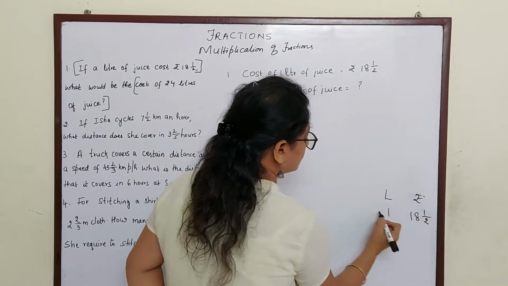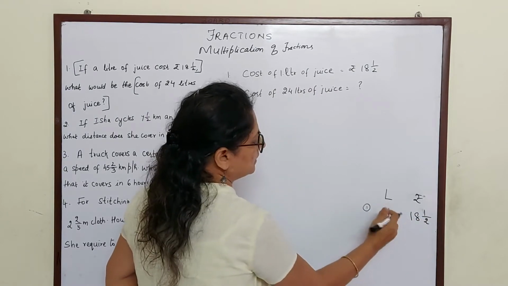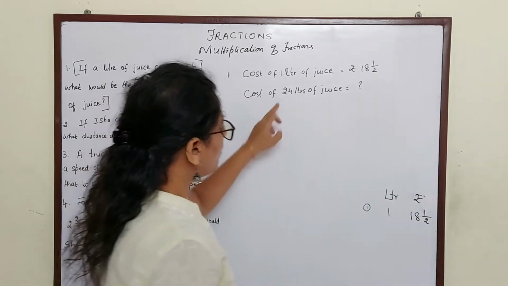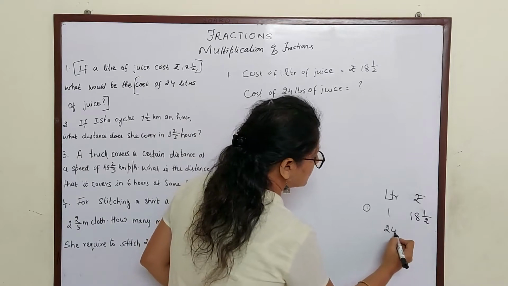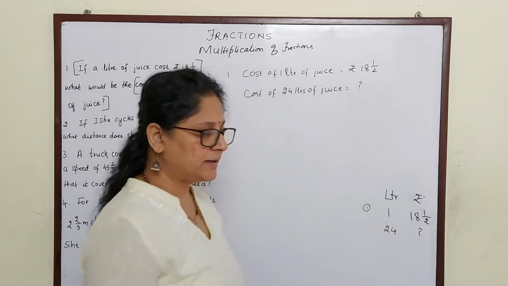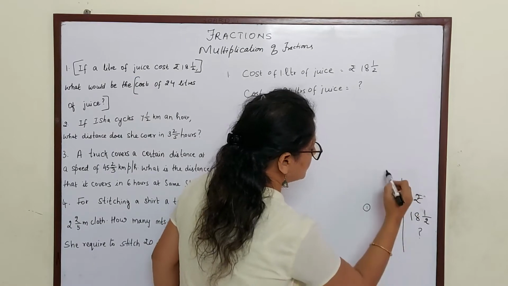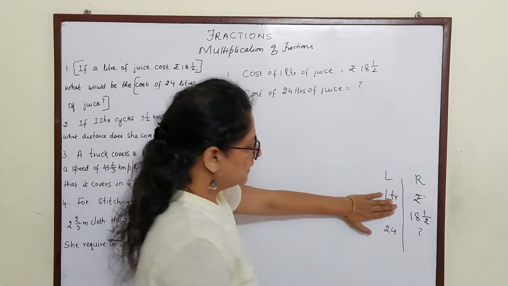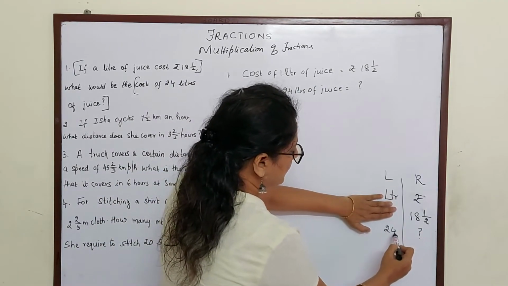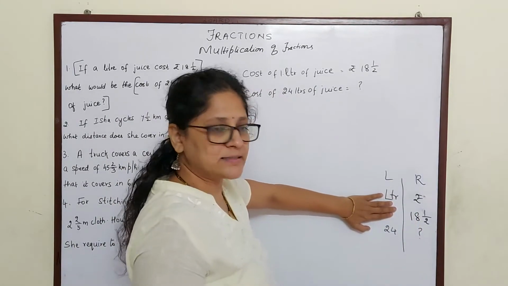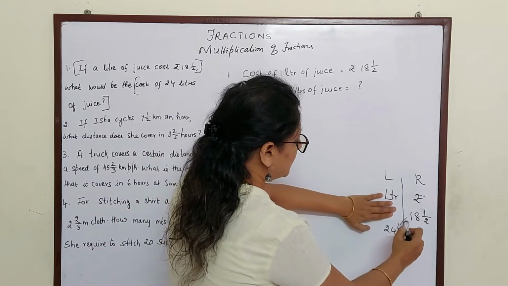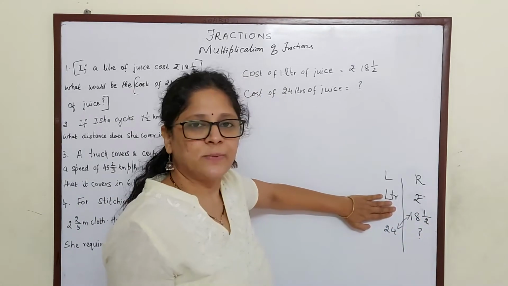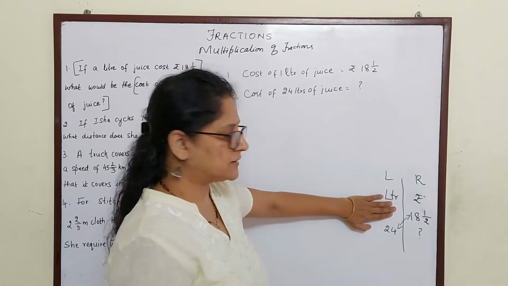So we can write here the first information given: 1 liter, 18 and a half rupees. So what is 24 liters going to cost us? So this is our left hand side and this is our right hand side. Now if you ignore 1, you will see there is one number in the left hand side and one number in the right hand side. When there is such a case, one number in left and one number in right, we always multiply. That is called the cross multiplication method. So you can use this method also.